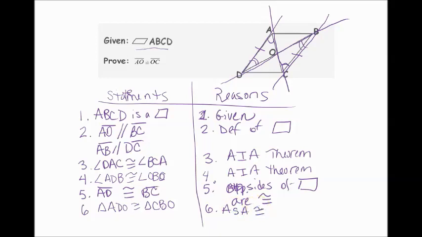Okay, great. So now that I have them congruent, I have reached my final goal. And I can say that AO is congruent to OC, and I can say that by CPCTC. Okay, so sorry for a little bit of my messiness there. Hopefully that made sense.